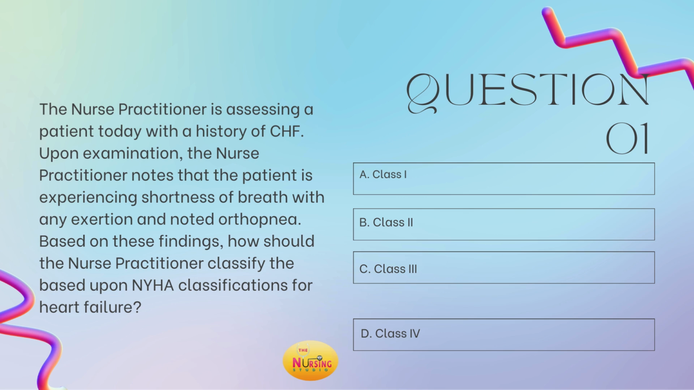All right, so I always recommend reading the stem of the question first so that you can ensure you're answering what is being asked. So the stem of the question here states, based on these findings, how should the nurse practitioner classify them based upon the NYHA classifications for heart failure? So then you need to go back and see how the patient is presenting. The patient is having shortness of breath, dyspnea on exertion anytime they exert themselves, as well as orthopnea. And I always tell y'all when things are in ranges, look at the full picture. Know the lowest range as well as the highest range, and the rest will fall in between.